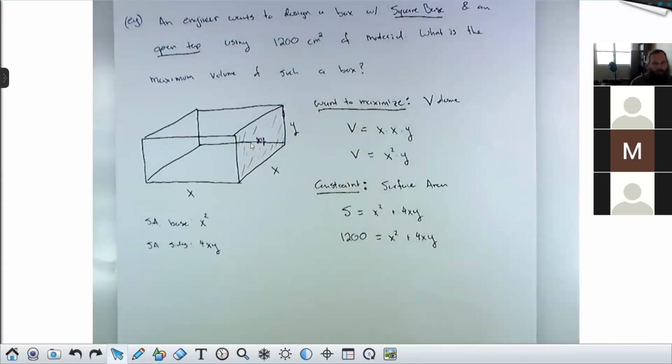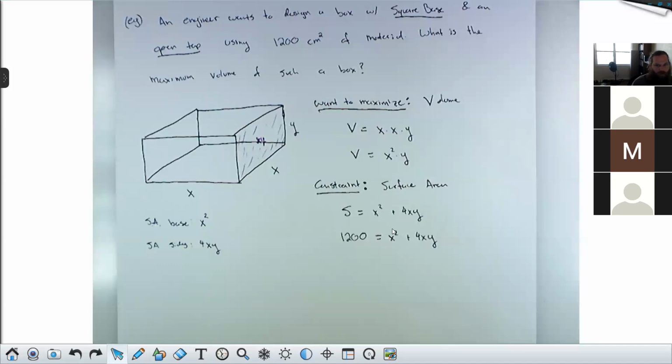And how many of those do I have? Well, I have this one, but then I also have this one, and this one. So there's 4 sides, right? Picture a box, hold one in front of you if you must. There's 4 sides. Each of those sides has the area x times y. So that's the 4xy. So the base has surface area x squared, and each of the sides has surface area xy. There are 4 sides and 1 base.